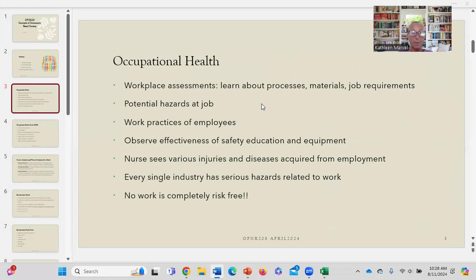What that means is they learn about jobs, job descriptions in the workplace. They learn about what employees need to do to keep themselves safe. What training do they need to keep themselves safe? What materials are in the workplace that potentially could be hazardous? What are the job requirements?